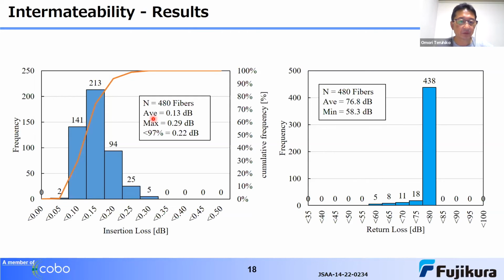This slide shows the intermateability results. The average insertion loss is 0.13 decibel, maximum 0.29 decibel, and the 97% value is 0.22 decibel. The intermateability result is similar to IEC grade B performance.